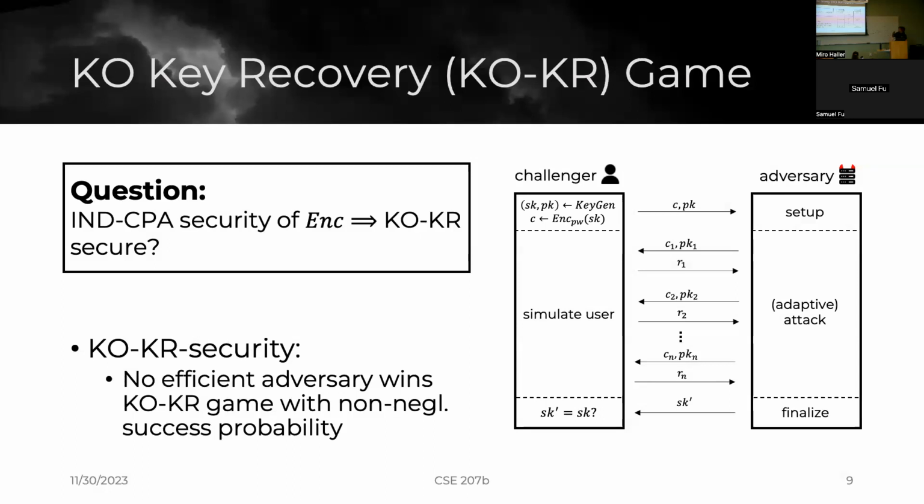So you're arguing that if ENC is not IND-CPA secure, then it would also not be KOKR secure. Because you're arguing that if changing the key would leak something about the encryption, which is not IND-CPA secure, then the construction would also not be secure.